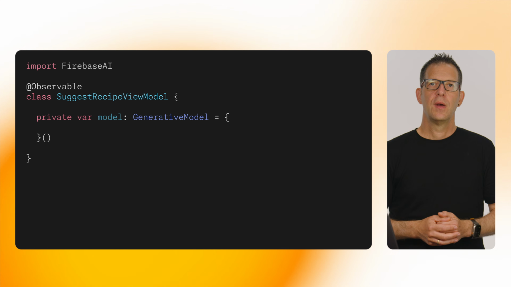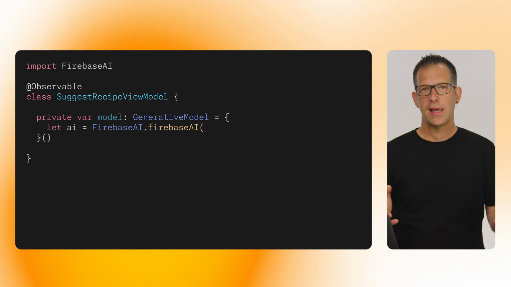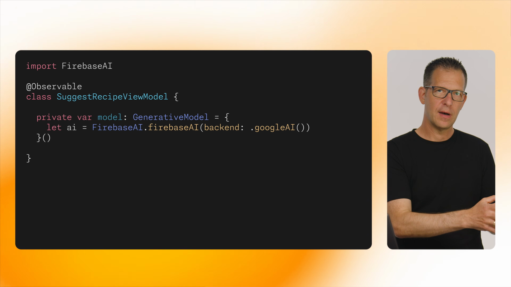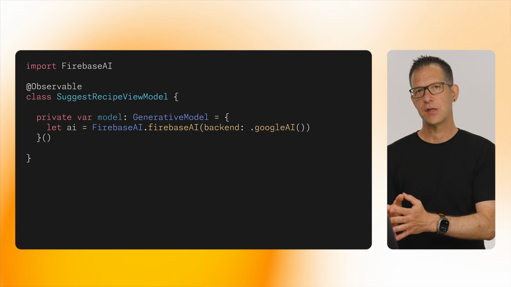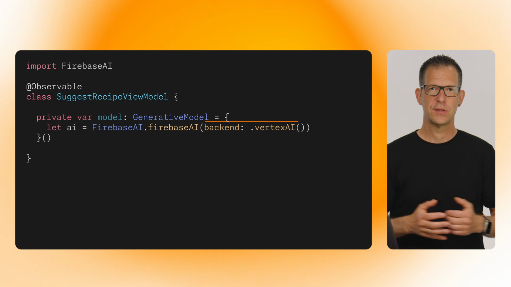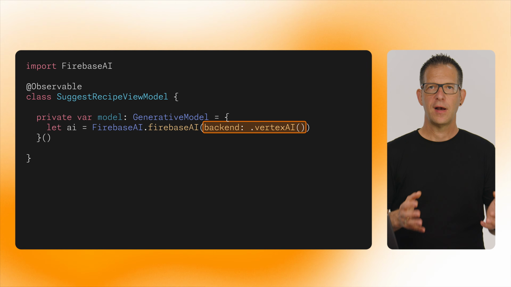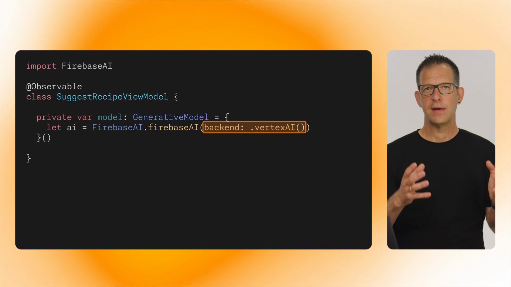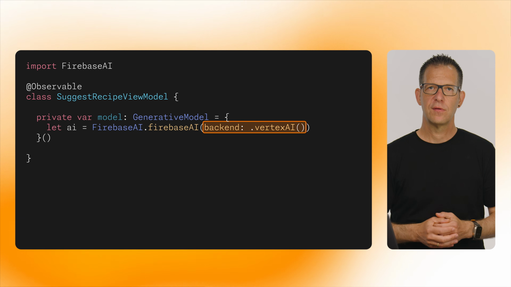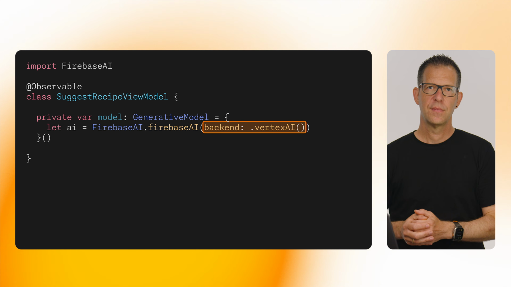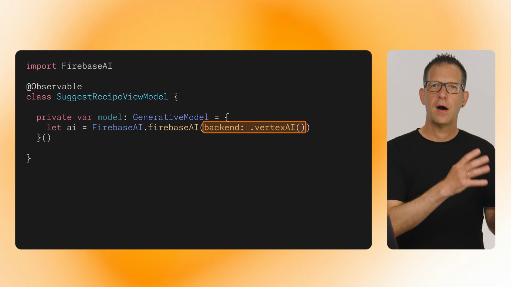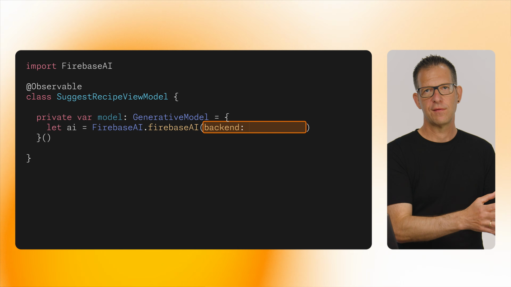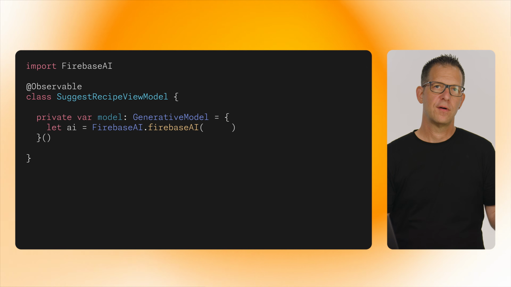First, we get an instance of Firebase AI. You can specify if you'd like to use the Gemini Developer API or the Vertex AI Gemini API by using the backend parameter. By default, Firebase AI will use the Gemini Developer API, so you only have to provide the backend parameter if you'd like to use the Vertex AI Gemini API. At the beginning of this video, I enabled the Gemini Developer API, so I can either explicitly specify this here or use the default value.